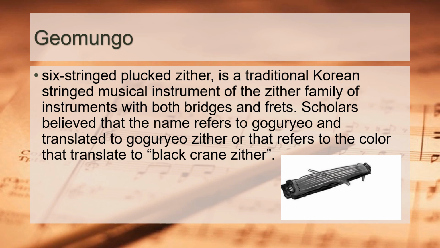It is a six-string plucked zither. It is a traditional Korean string musical instrument of the zither family of instruments with both bridges and frets. You know that scholars believe that the name refers to Goguryeo and translated to Goguryeo zither, or that refers to the color that translates to black rain zither.